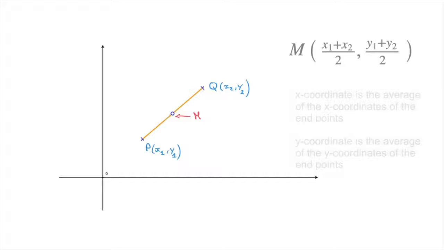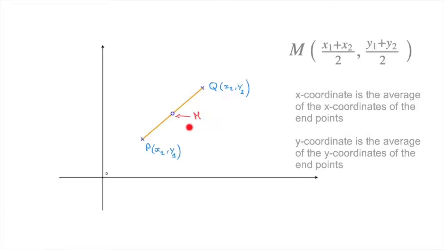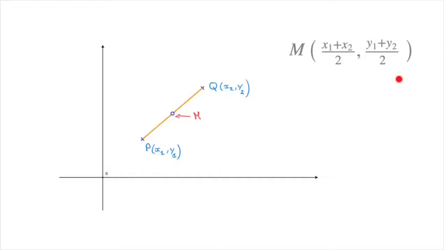In other words, the x-coordinate of the midpoint of a line segment is the average of the two x-coordinates of its endpoints. Similarly, the y-coordinate of the midpoint is the average of the y-coordinates of its two endpoints. And if you hadn't seen this formula already, do make a note of it now. Now, let's see how to actually use this with a worked example.